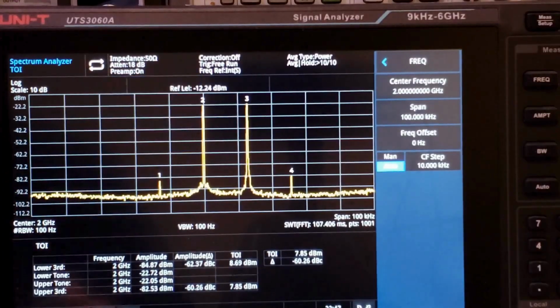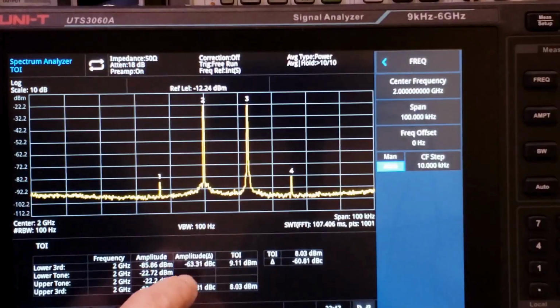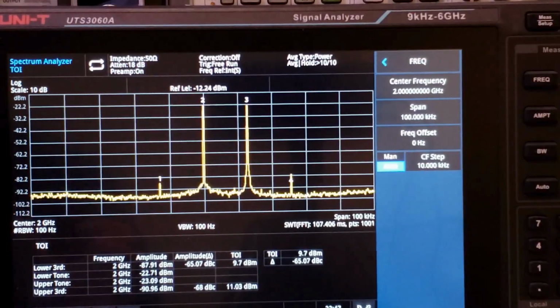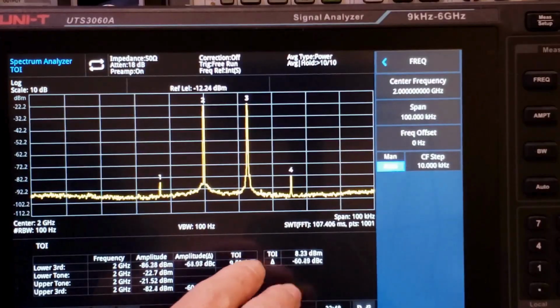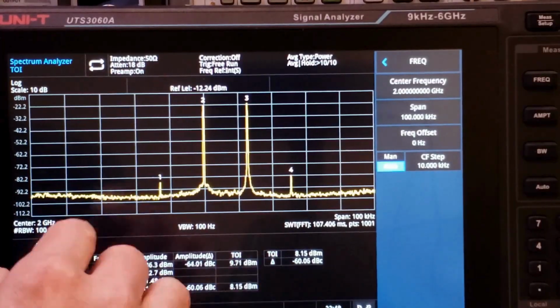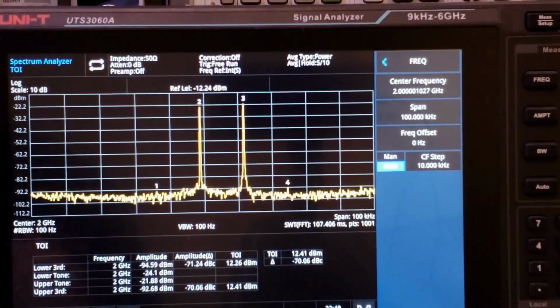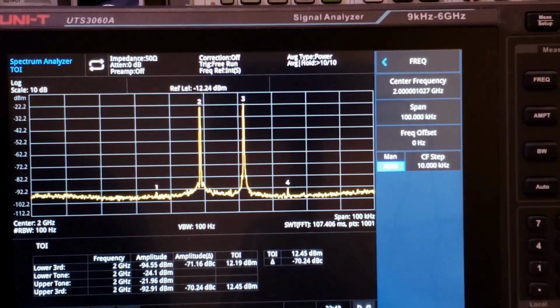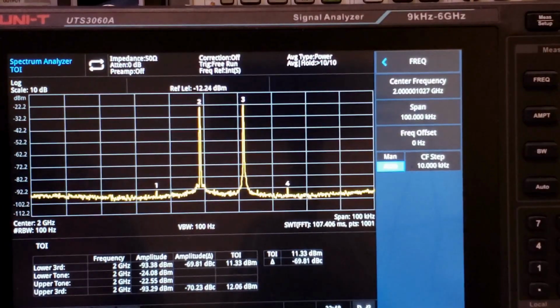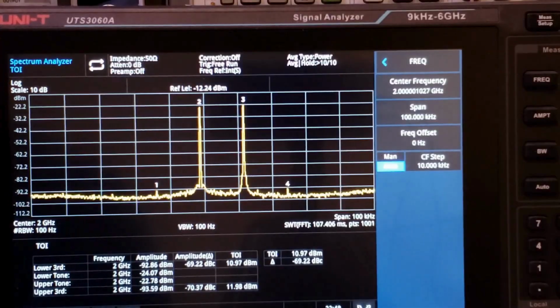And as you can see immediately, now the preamplifier is on and the TOI number dropped. And that makes sense, as now we have an additional amplifier in the signal path. So remember this number with the preamp on, the TOI is at 8 dBm. So let's turn it off again. And you can see that without the preamp, we improved to roughly 12 dBm. For all intents and purposes, anything above 10 dBm is generally considered a good TOI number.